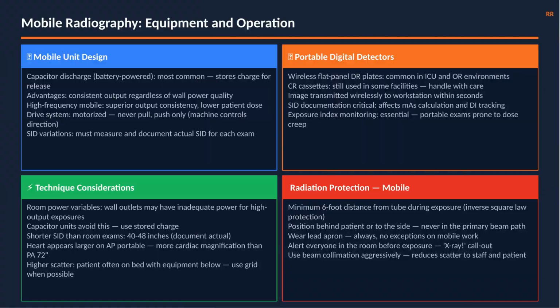Mobile units use two power types. Capacitor discharge, battery-powered, is the most common mobile unit. It stores an electrical charge and releases it for each exposure, producing consistent output regardless of wall power quality. High-frequency mobile units, superior output consistency and lower patient dose compared to older designs.